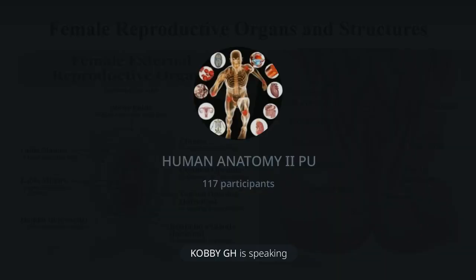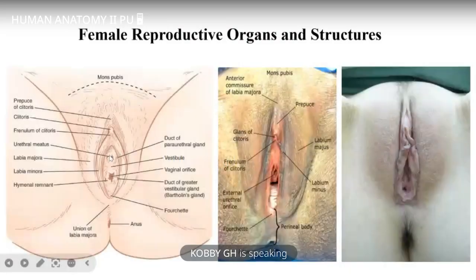So look at this. This is what we call the urethral meatus or the urethral opening. And this is called the vaginal opening or the vaginal orifice.